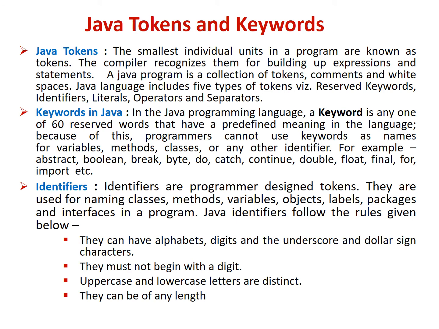Now, identifiers. Identifiers are programmer designed tokens. These are used for naming classes, methods, variables, objects, labels, packages, and interfaces in a program. Java identifiers follow some rules such as they can have alphabets, digits, underscore, and dollar sign characters. They must not begin with a digit. Uppercase and lowercase letters are distinct and they can be of any length.